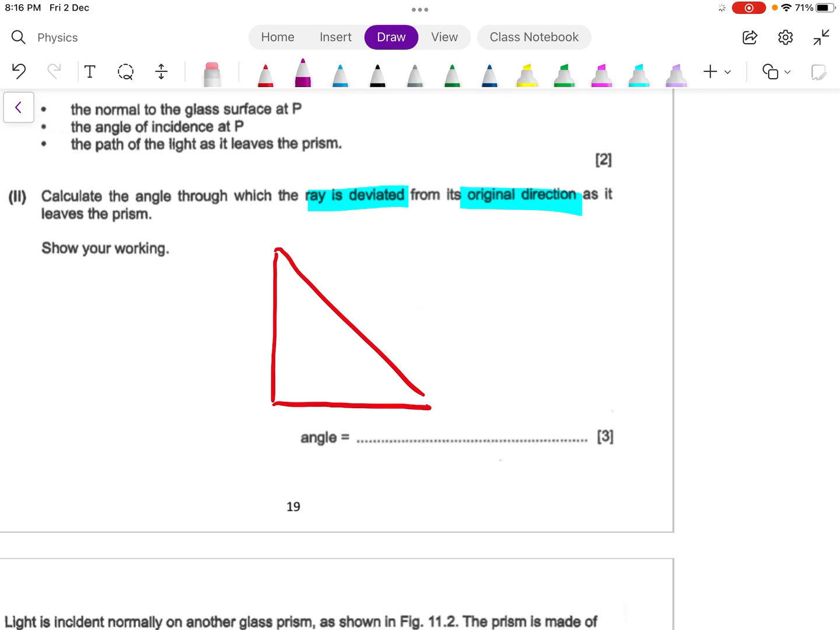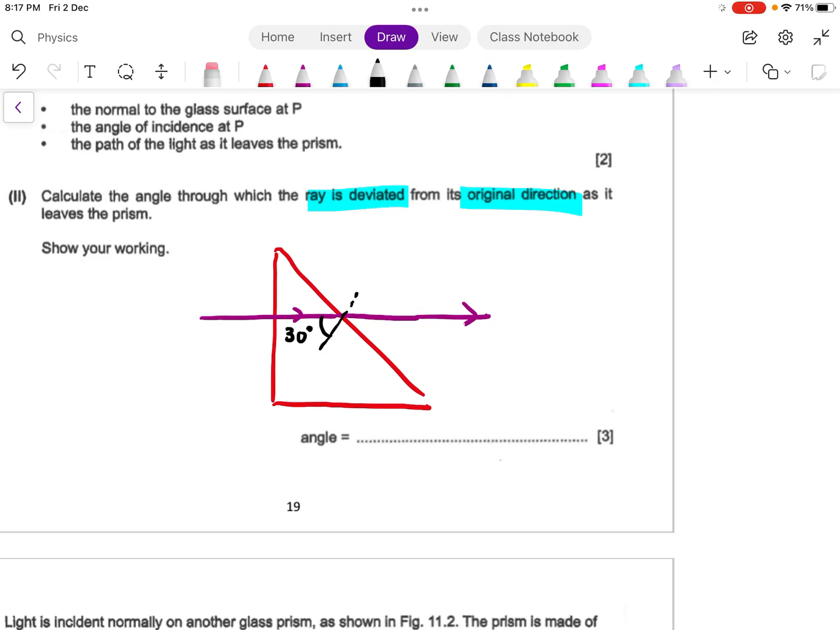Okay, so for example, if I have a light like that, imagine that there's no glass prism. If there's no glass prism, I'll just go straight through like this. Now I put back the glass prism. Of course, the next thing is I draw the normal. Then this is the 30 degree. So this 30 degree.